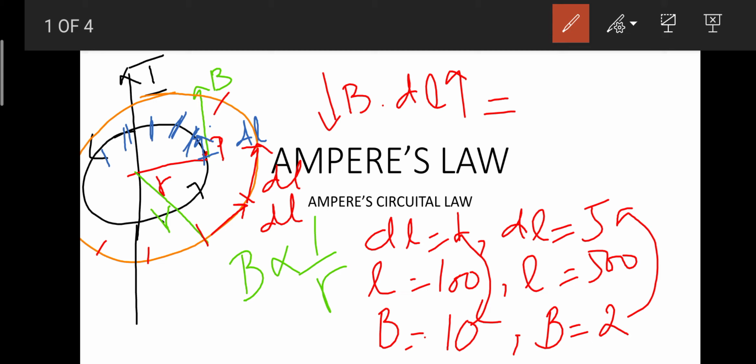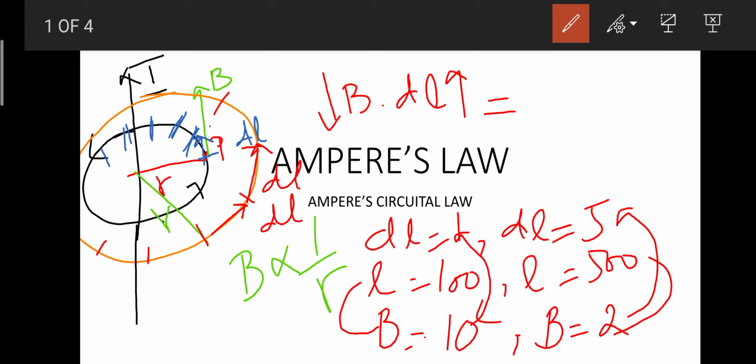Or if you are taking it in terms of length element, overall length for the whole loop, then what would happen? I would definitely multiply B dot L. Now if I multiply B into L, it would become 1000, and in the other case, if I multiply B with the L for the whole loop, this 500 multiplied by 2 would be equal to 1000. So ultimately we observe that the product of B dot dl or simply B dot L is equal to a constant, and this particular constant is basically equal to the current.